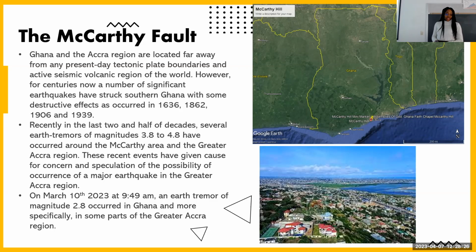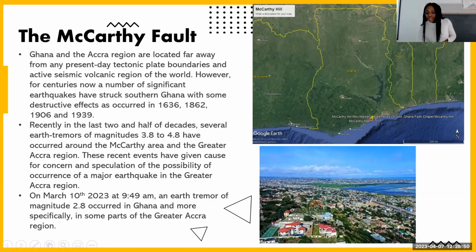And on March 10th, 2023, at 9:49 in the morning, an earth tremor of magnitude 2.8 occurred in Ghana, and more specifically, some parts of the Greater Accra region. So this is a Google Map image right up here on the top right of the entire country and where McCarthy Hill, and therefore the underlying McCarthy Fault, actually exists. So it's way down there.